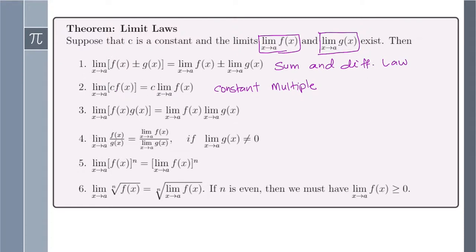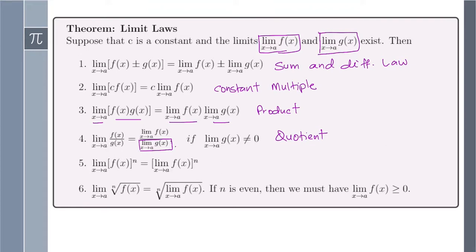The next one is called the product law, which states that the limit of the product of two functions equals the product of their limits. Okay, and the next one is called the quotient law, where we have the limit as x approaches a of the quotient of two functions f of x and g of x, then that equals the limit of f of x divided by the limit of g of x. That means we can distribute that limit as long as the denominator is not equal to 0.